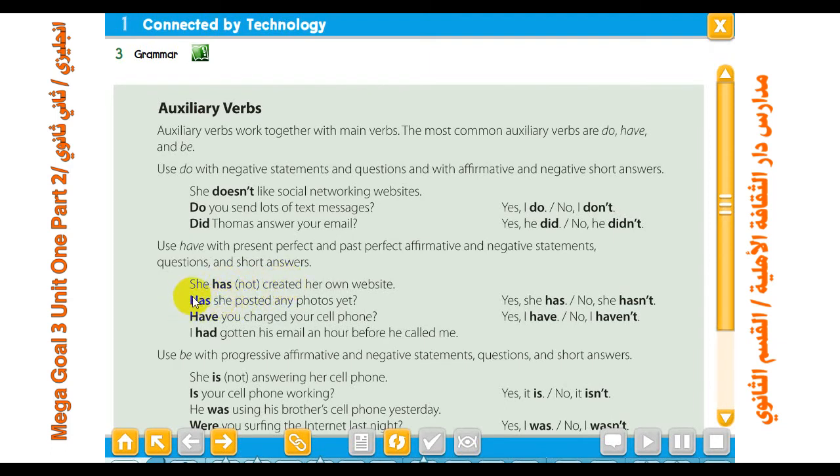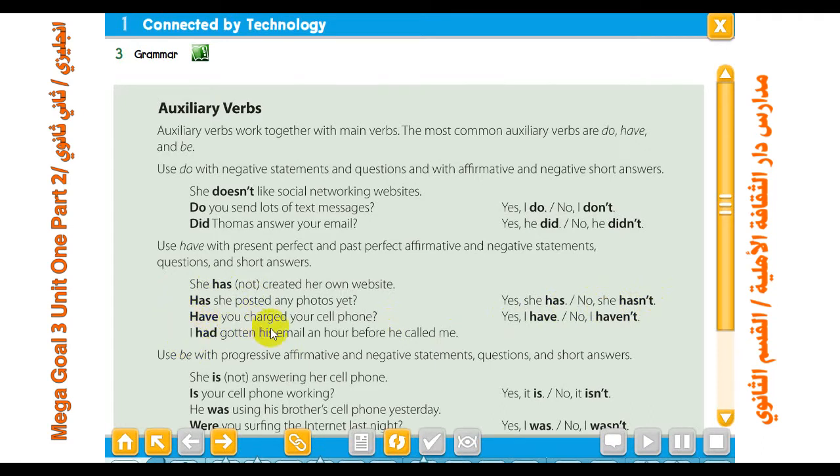Okay. Now let's move to the question form. Has she posted any photos yet? This is a question beginning with the auxiliary verb has. Why has? Because it is followed by she. Okay. After that comes the past participle or verb 3 of the verb. Okay. Has she? The answer is yes she has or no she hasn't.